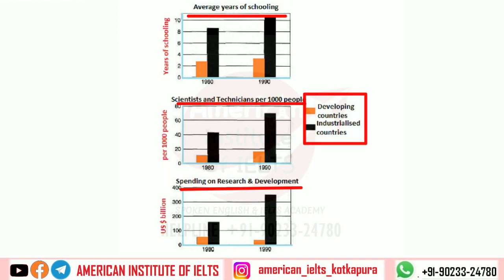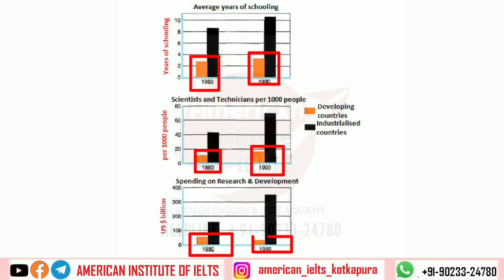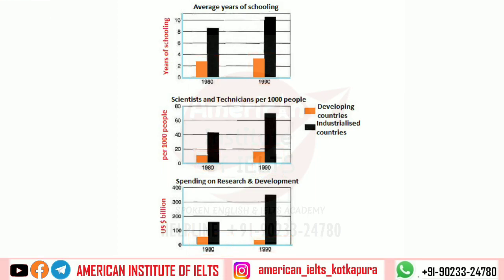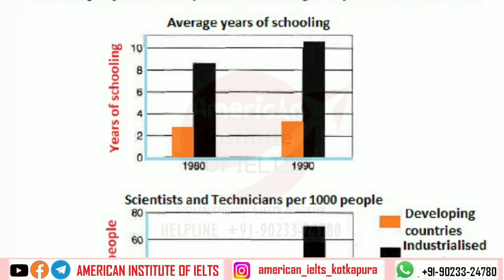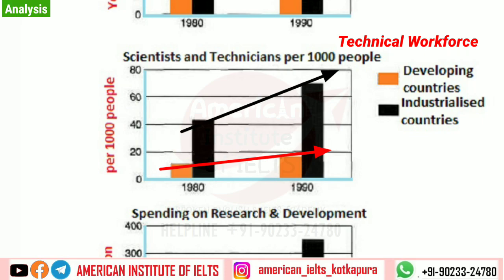So that is the understanding part, and in analysis we can see that developing countries are lagging behind in all three areas. If we take the example of average years of schooling, then over the period of 10 years these have marginally increased, but in industrialized countries these have increased hugely. If we talk about the number of scientists and technicians, we can call this the technical workforce, and again there is marginal increment in developing countries, whereas in industrialized countries there is huge increment.